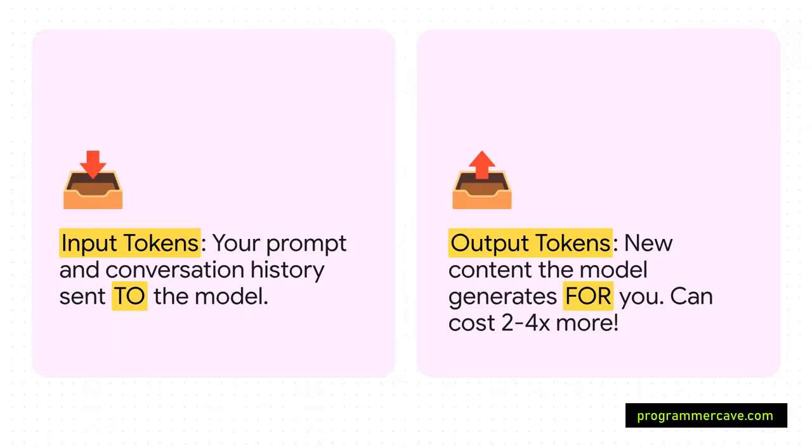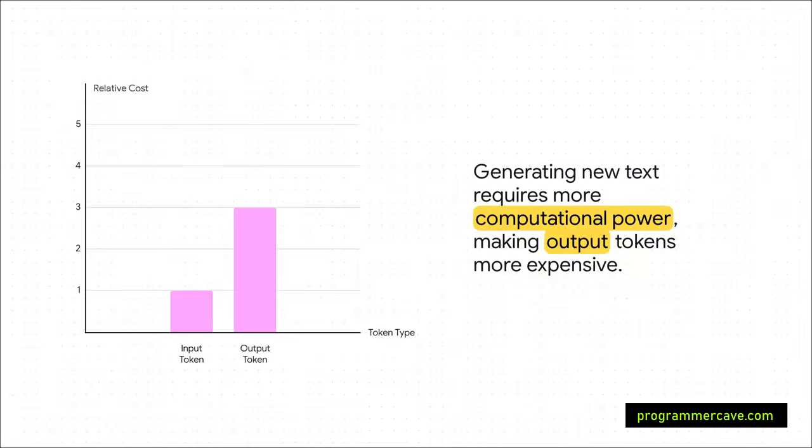Then you have output tokens. That's the brand new stuff the model creates for you. And here's the kicker. Output tokens are almost always way more expensive, sometimes 2, 3, even 4 times more. And this chart just makes it super clear. It takes a massive amount of computer power for the AI to generate new, original, coherent text. It's way more work than just reading what you sent it. That's why those output tokens cost so much more.